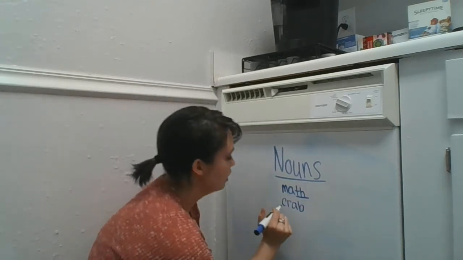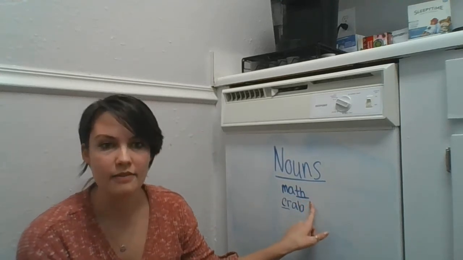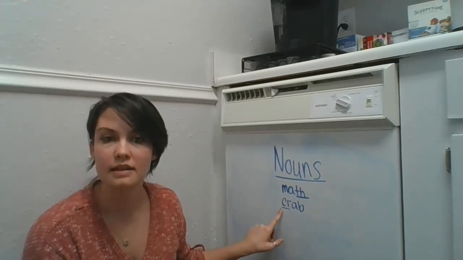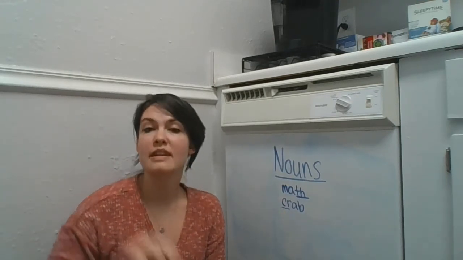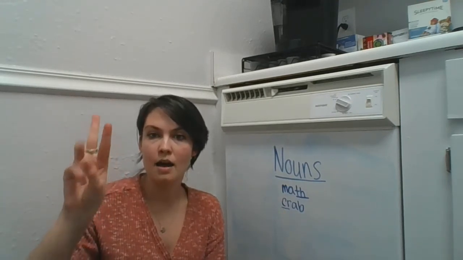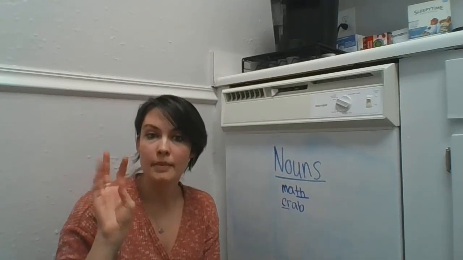Crab has the CR blend at the beginning, so I'm going to underline. I underlined my digraph up here, and I'm going to underline my blend in this one. So finger stretch with me. It says crab, crab. So again, we have 4 letters, but 3 sounds.